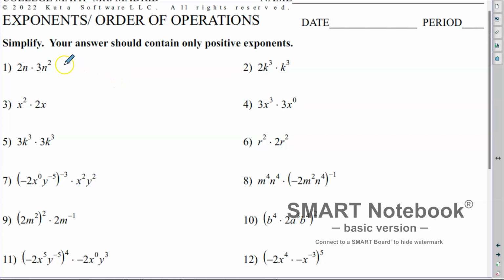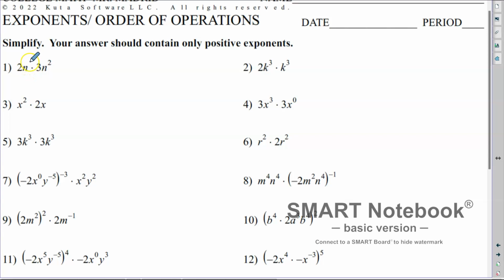Nothing wrong with that. Here we're being asked to simplify. Your answer should contain only positive exponents, so if there's a negative exponent, we're going to have to address that. Here we have 2n times 3n squared. We're not adding, we're multiplying, so we don't have to have like terms.